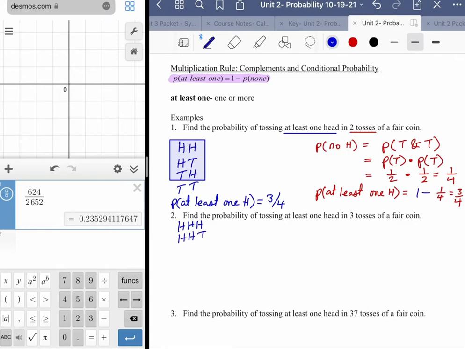So heads, heads, heads, heads, heads, tails, heads, tails, heads, tails, heads, heads, and we'd have tails, tails, tails, tails, tails, heads, tails, heads, tails, and heads, tails, tails. So that would be the complete sample space for 3 tosses of a fair coin. Now we want to know the probability of tossing at least one heads. Well, we got at least one heads there, there, there, there, not there, there, there, there.